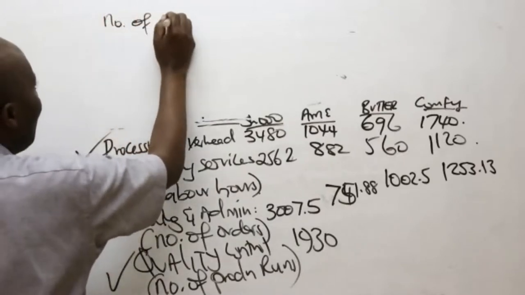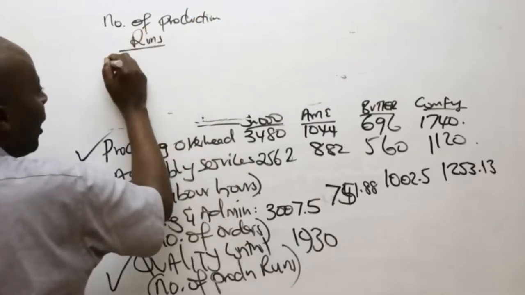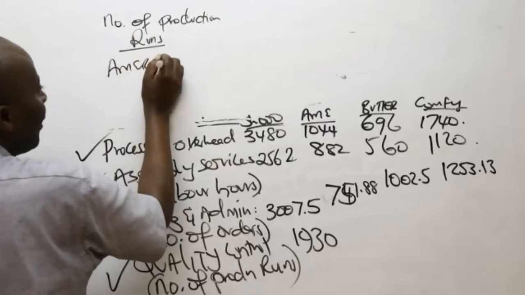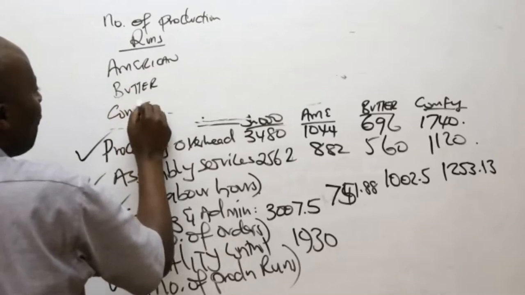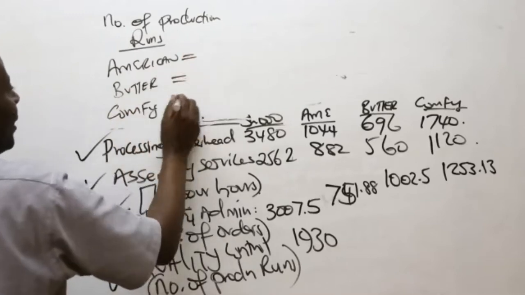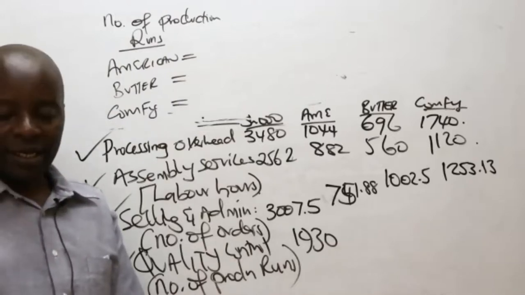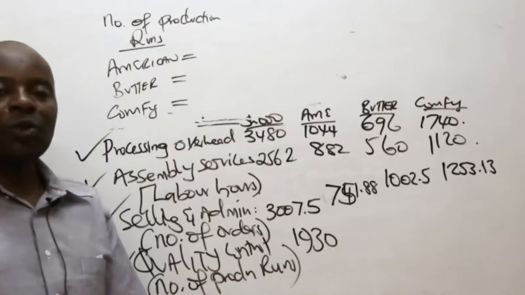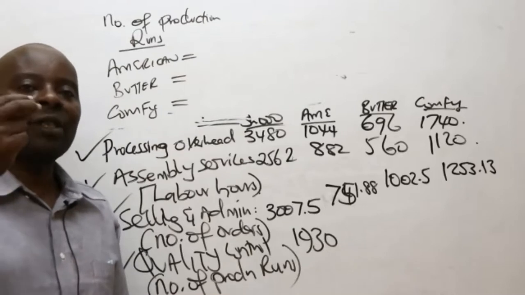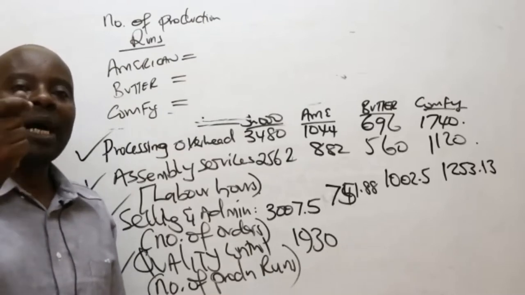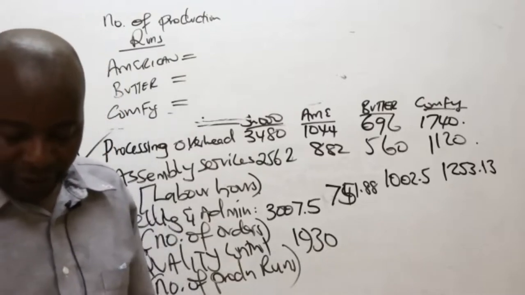Number of production runs for American, butter, and comfy. They've told us that every time they set up their machines like this, they produce a batch of 50. Look at note number 3.